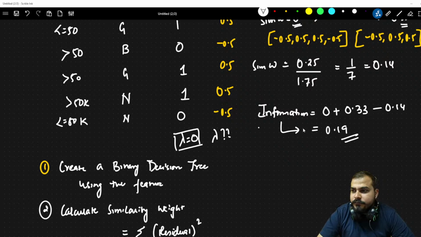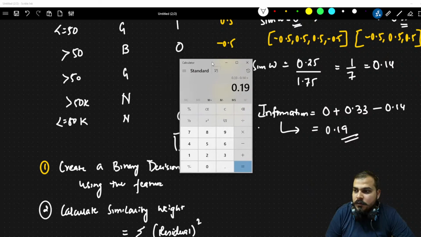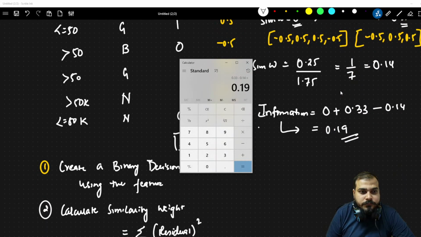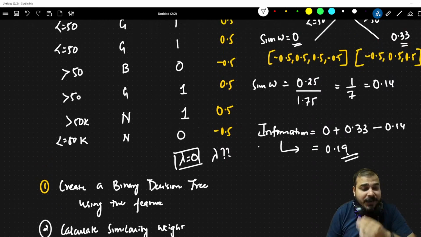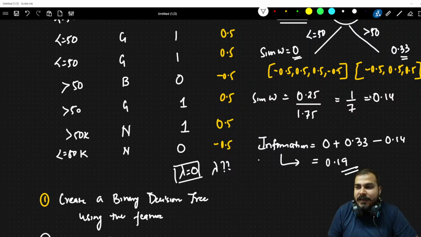So here I'm getting 0.19 as my information gain. Is my calculator wrong then? I hope everybody has got this. So the information gain of this specific tree, I got as 0.19.